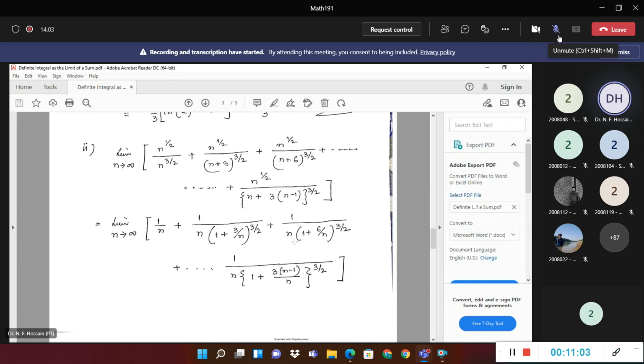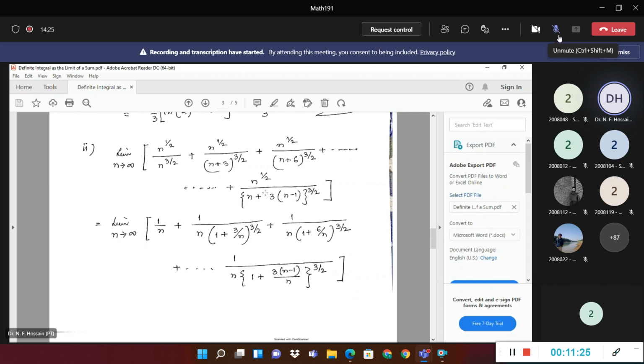There is another math, limit n tends to infinity, n to the power half by n to the power 3 by 2. So in each term, in the upper side there is n to the power half, and in the lower side it was n to the power 3 by 2. Here it is n plus 3 whole to the power 3 by 2. Here it is n plus 6 whole to the power 3 by 2.